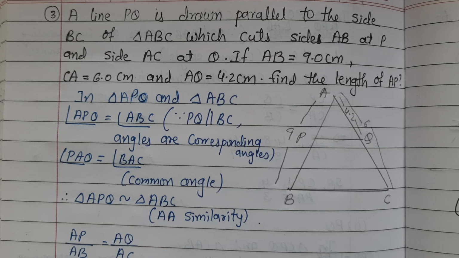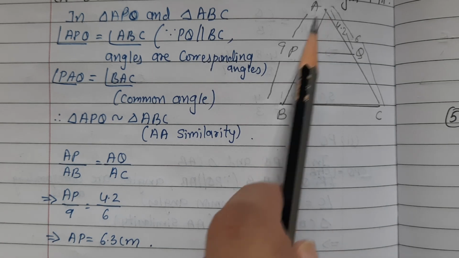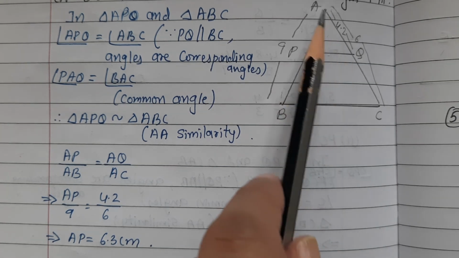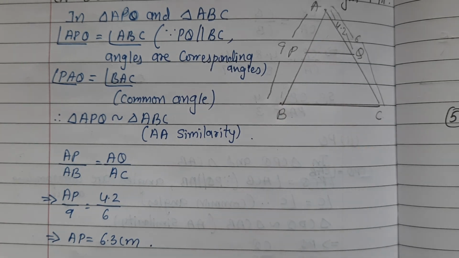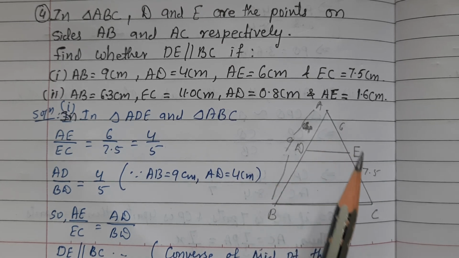Triangles are similar, therefore sides are proportional. AP upon AB is equal to AQ upon AC. Substitute the value. AP upon 9 equal to 4.2 upon 6. AP equal to 6.3 centimeter. Sum number 4. In triangle ABC, D and E are the points on side AB and AC respectively. Find whether DE is parallel to BC.